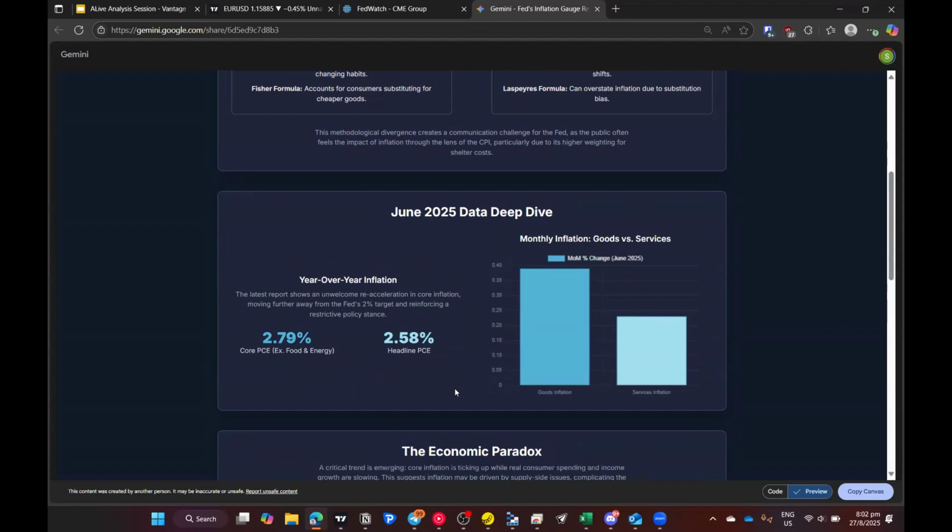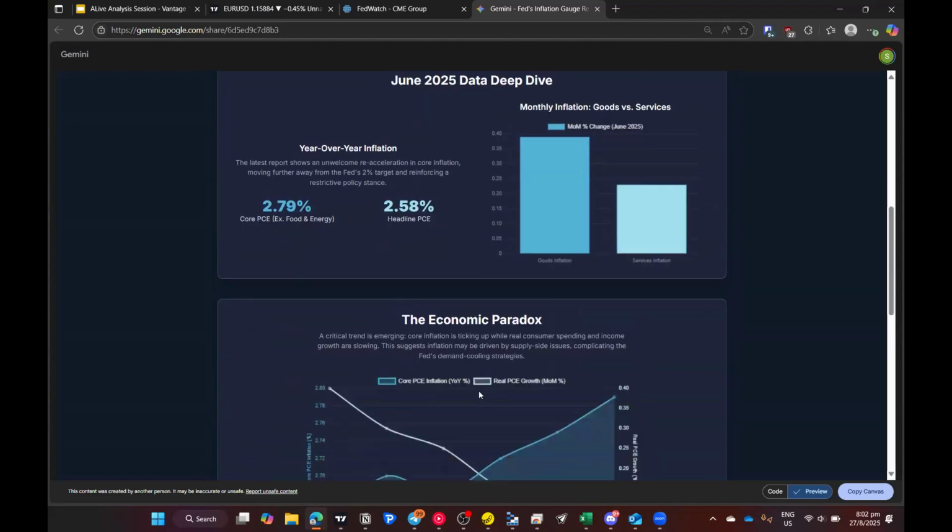Okay, so for PCE, core PCE was 2.79%, still quite a distance away from that 2% target. Headline PCE is 2.58%. This is the most recent announcement.